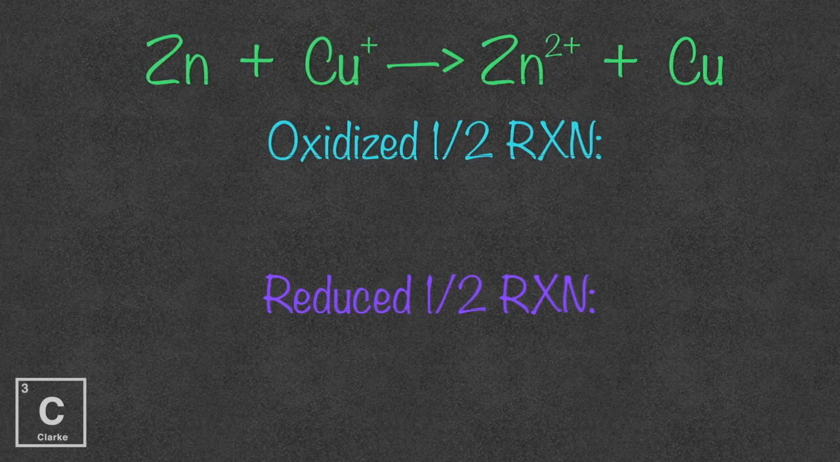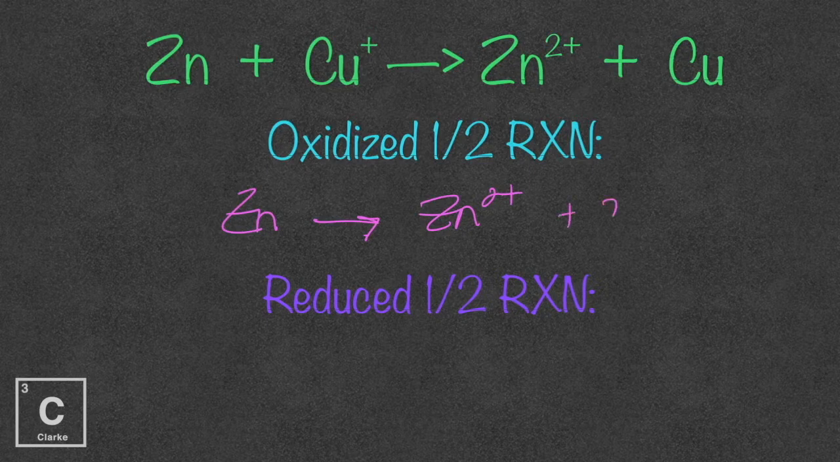So if we want to look at just the oxidized portion, and we just said zinc was oxidized, we would just look at zinc, arrow, and then we want to show that it lost 2 electrons. Lost is going to go on the product side. Zinc was broken down into its ion, but we have to show those electrons.